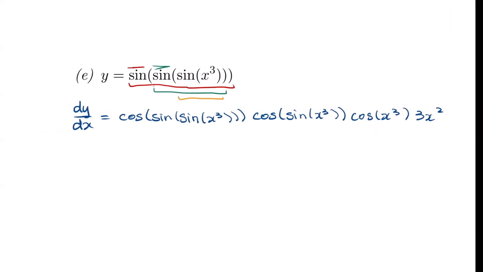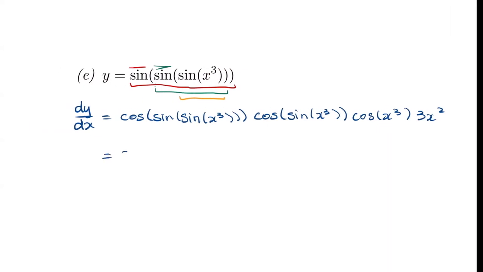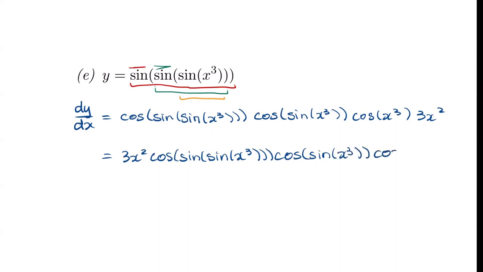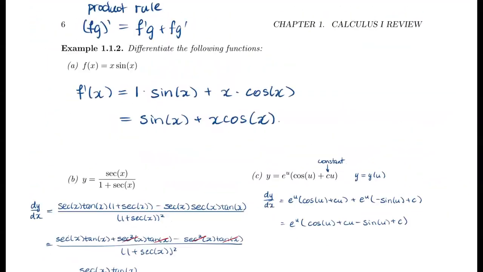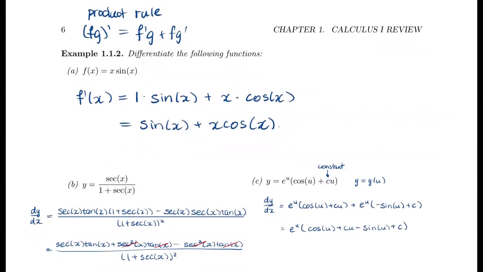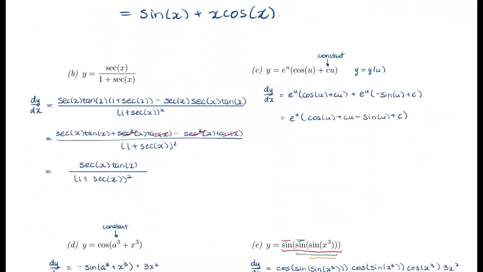So what we could rewrite to simplify things: you have 3x squared cos of sine of x cubed, cos of sine of x cubed, and cos of x cubed. So that's all for this example. And those are the 5 parts of the derivatives that we are going to be having a look at. So let's move on to the next topic here.